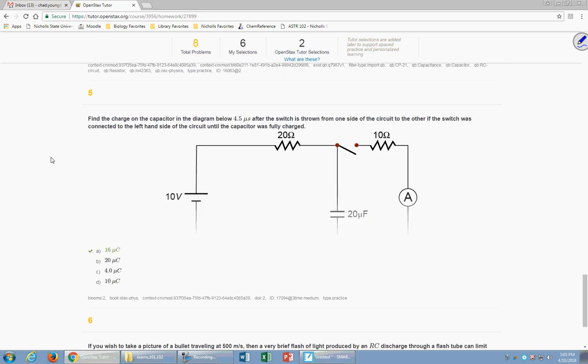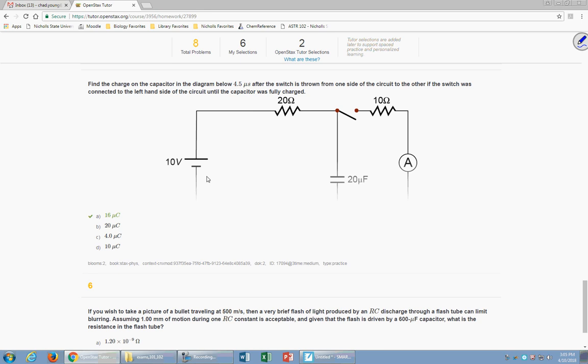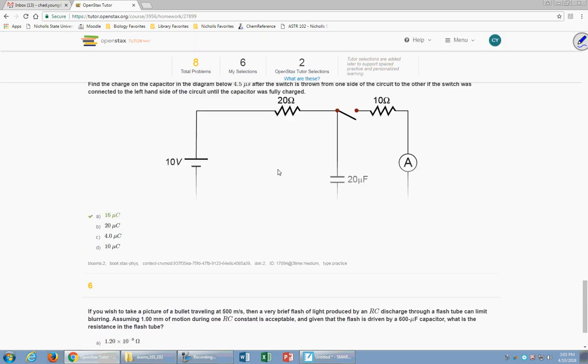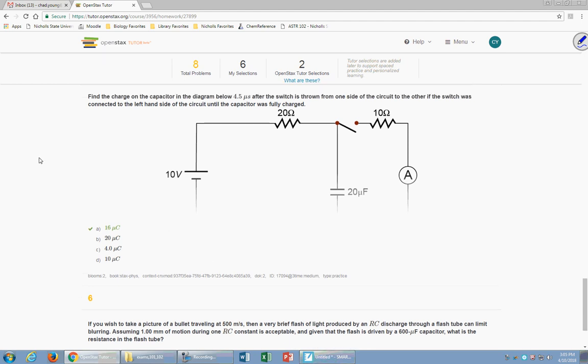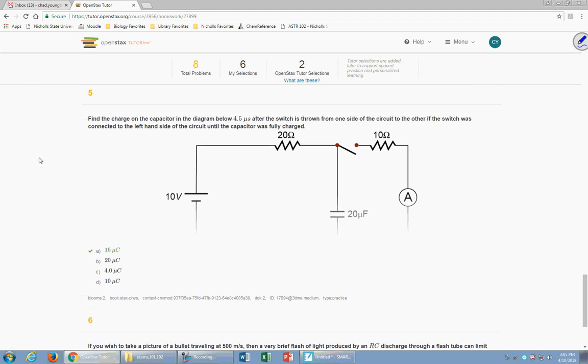Number 5? Yeah, it's hard. Was there a resistor down here? Okay. Oh, yes. So, I'll redraw the figure.